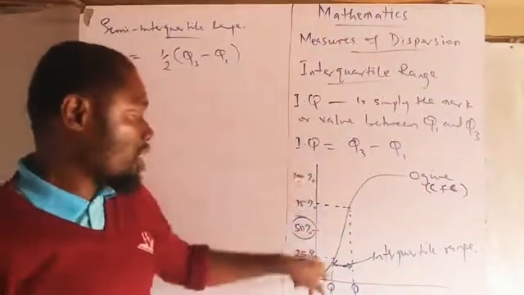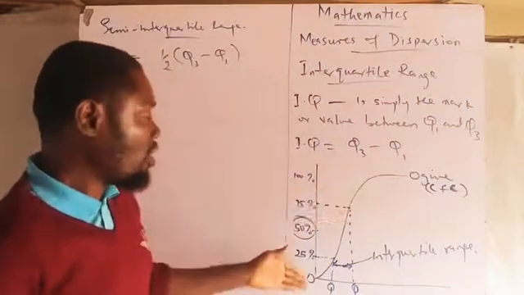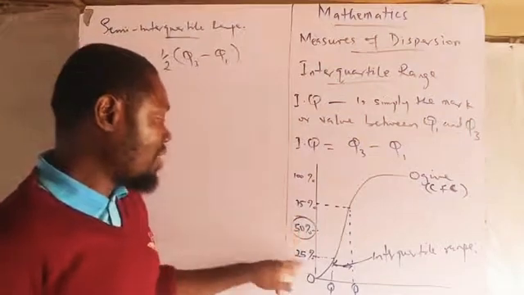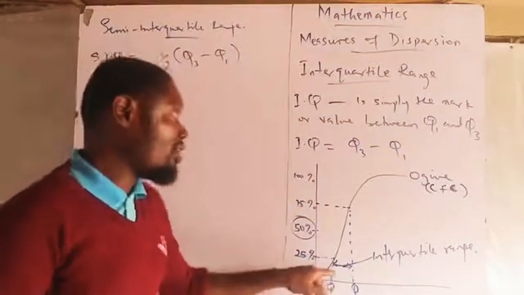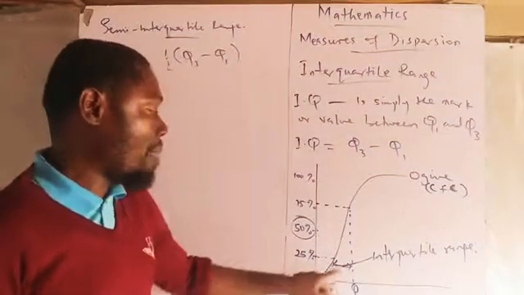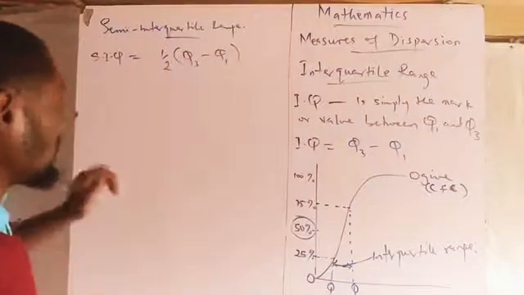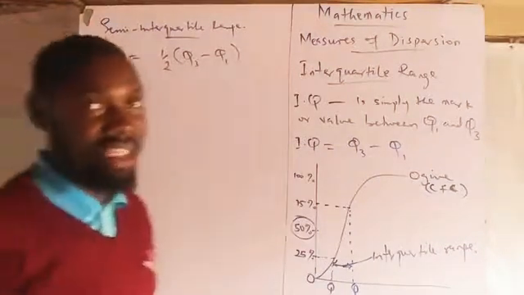But this is your ogive. Your ogive assumes this shape. If you divide your graph into 4 parts, you end up having the median, the lower, and the upper percentile. Then the distance or the value between the lower and the upper percentile is called the interquartile range. If you divide that value by 2, what you're going to have is called the semi-interquartile range.